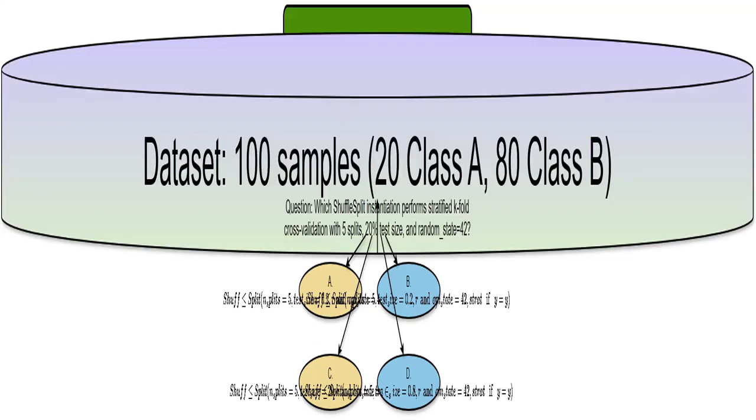I'm working with a dataset having 100 data points. 20 of them belong to Class A, and the remaining 80 belong to Class B. This is important because it affects how I ensure proper representation during cross-validation.